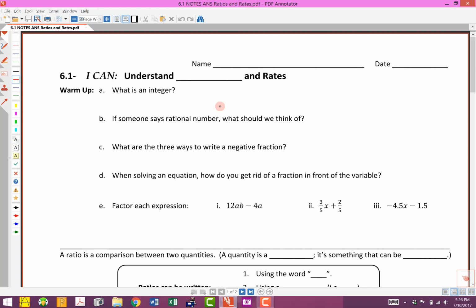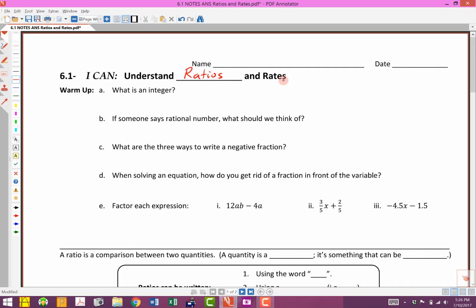Now that we understand rational numbers a little bit better and we've got some experience with those, we're going to go back and talk about something that's really closely related to that. And I think you'll see a lot of similar things here. So this is section 6.1 and the I can statement is I can understand ratios and something called rates. So that's what we're going to start talking about here.